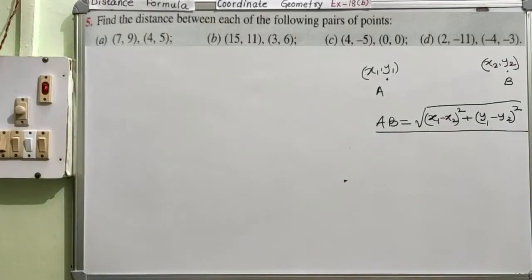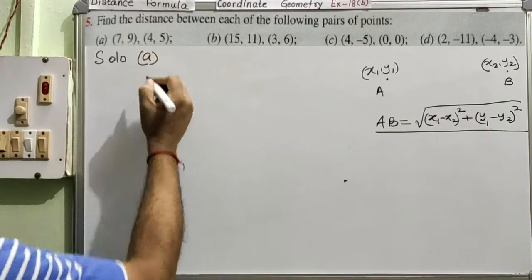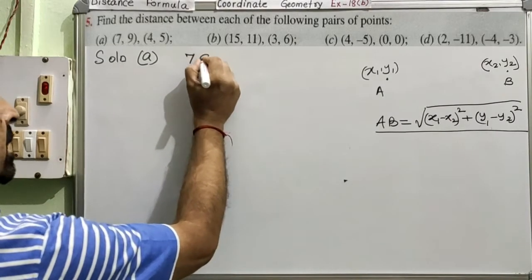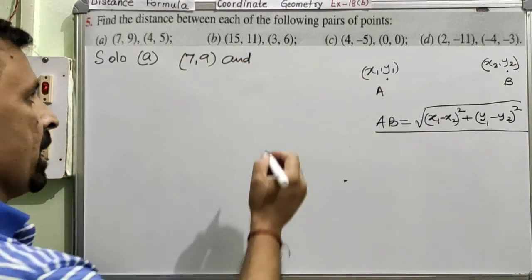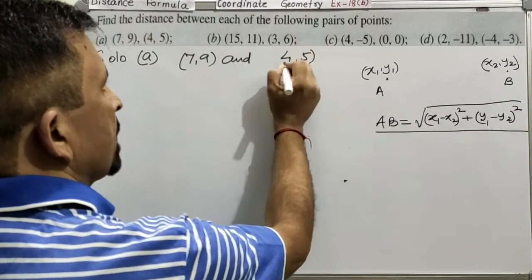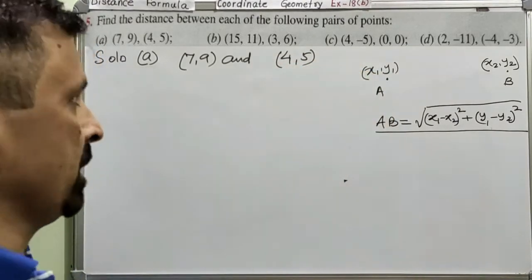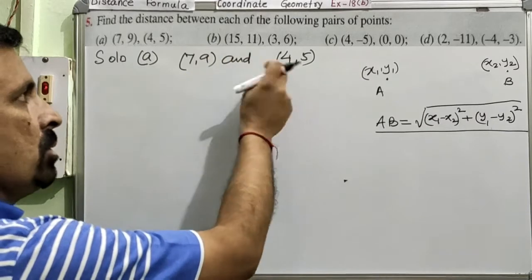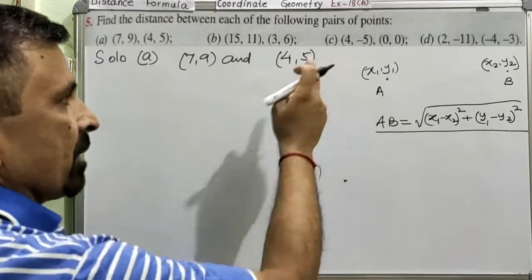Question number 5, right? I will take just one example from question number 5. That is part A of this 5th question. The coordinates are 7 and 9, and then another point coordinate is 4, 5. Now look here. Just compare this question with your formula. We have the coordinates of the 2 points, and we have to find out the distance between the 2 points. Clear? So one point can be considered as x1, y1, then the other point will become x2, y2.